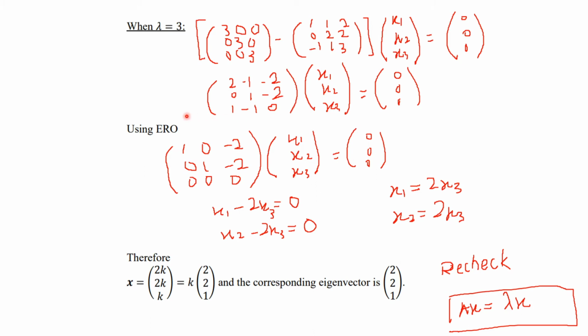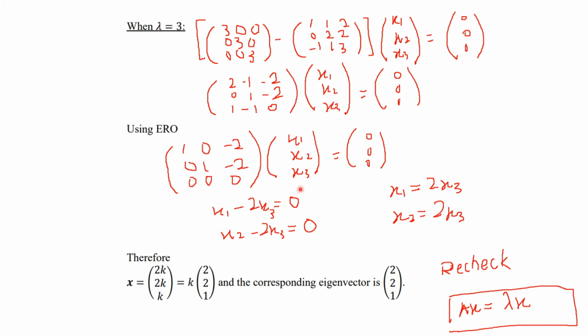Then, after we get this matrix, we can continue with the ERO, which will give us the new matrix: 1, 0, negative 2, 0, 1, negative 2, and 0, 0, 0. From there, it tells us that it has two different equations, which are x1 minus 2x3 equals 0, and x2 minus 2x3 equals 0.